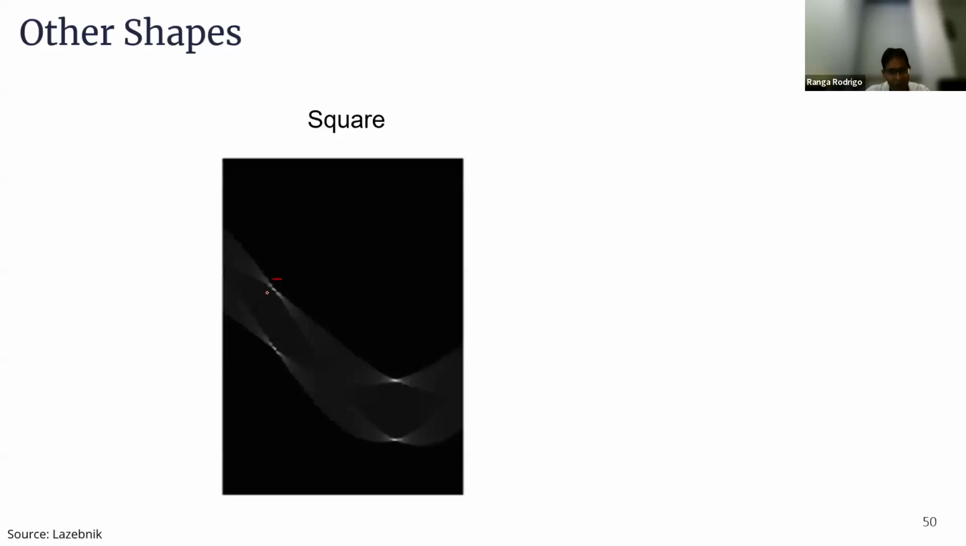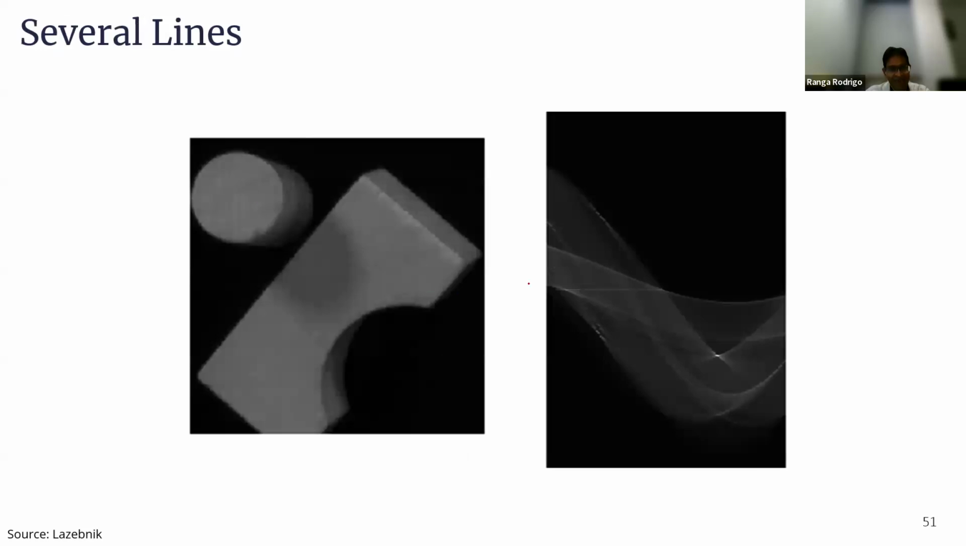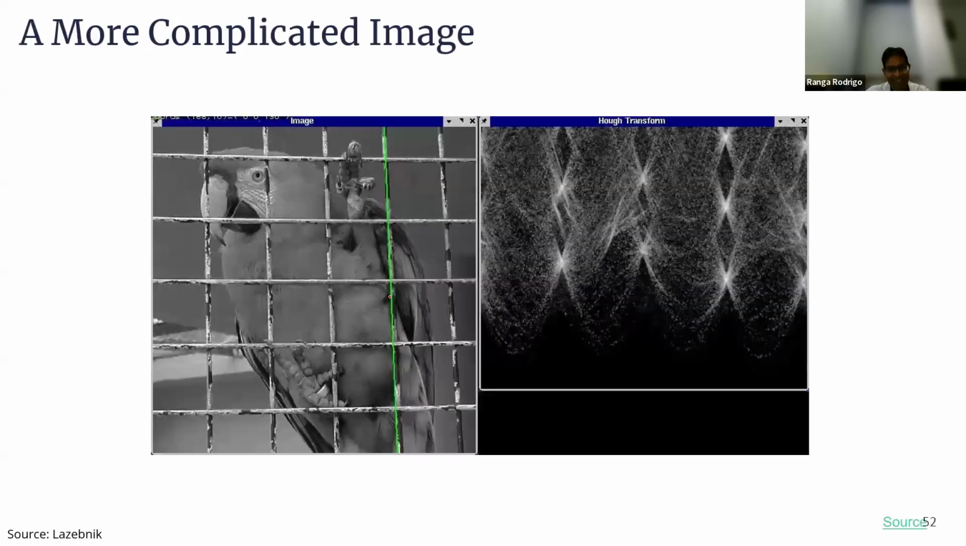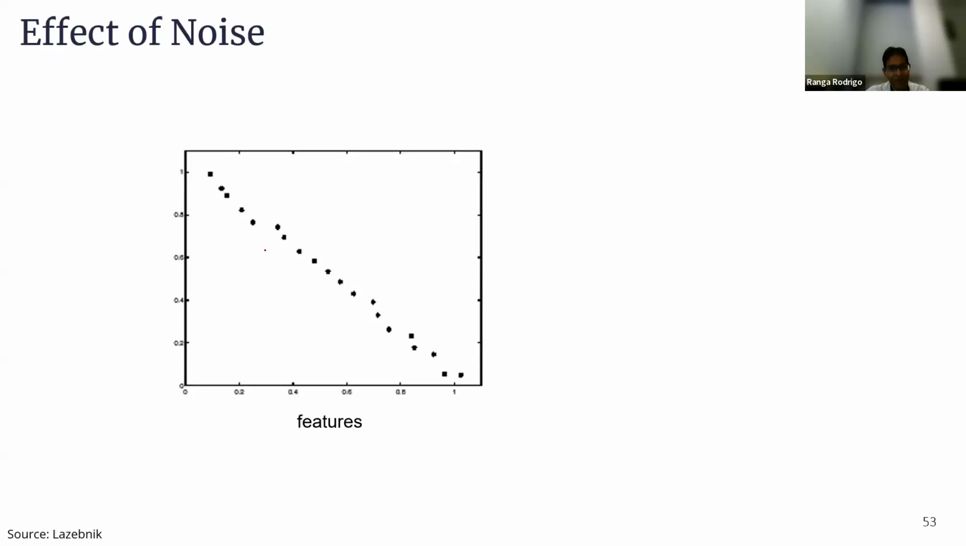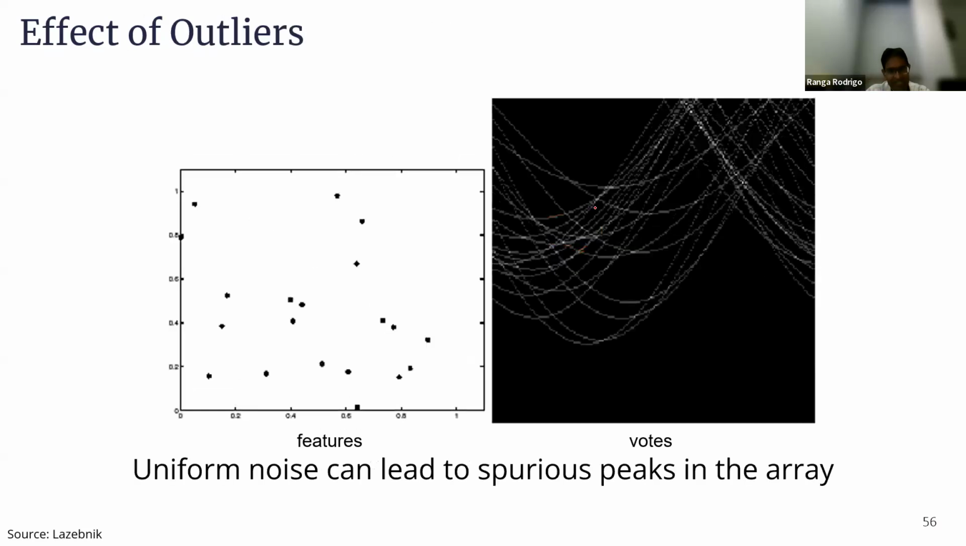So for a square you will get 4 points because there are 4 lines. Then for a circle you get something like this, and for several lines you get some crazy things like this. For the parrot image, because there are so many lines, you get that. When there is noise, the line crossing point becomes fuzzy. There are many things, so the peak gets fuzzy and hard to locate sometimes. So when you have too much noise, you cannot do that.